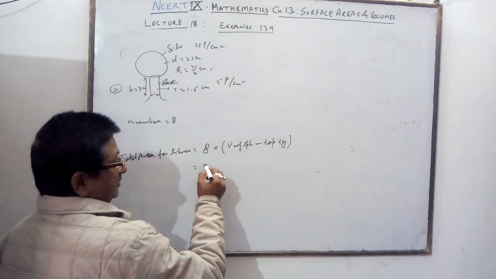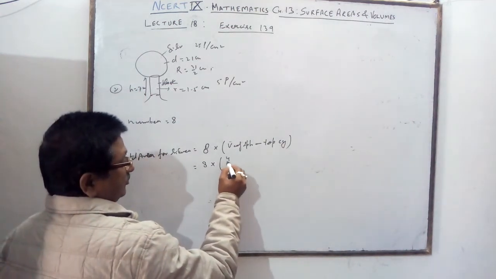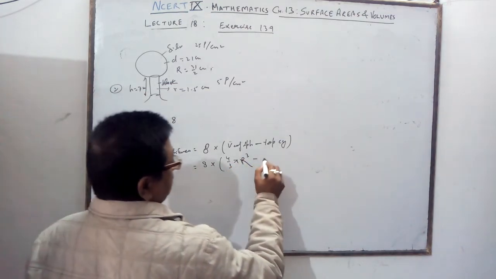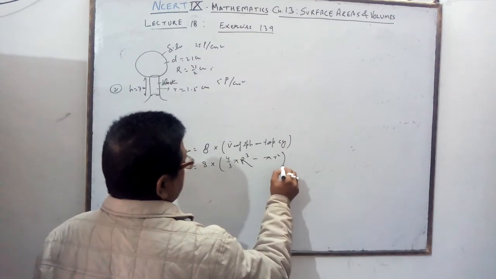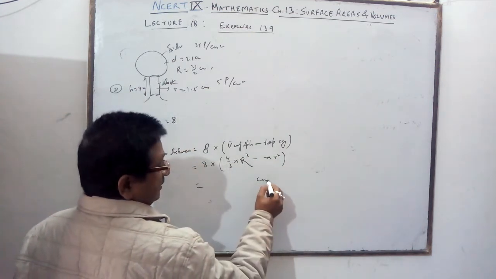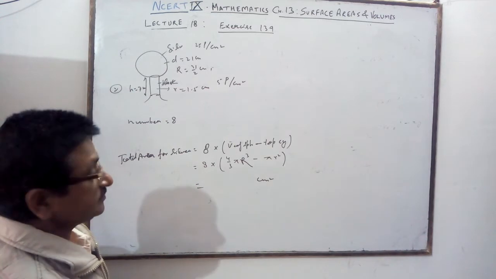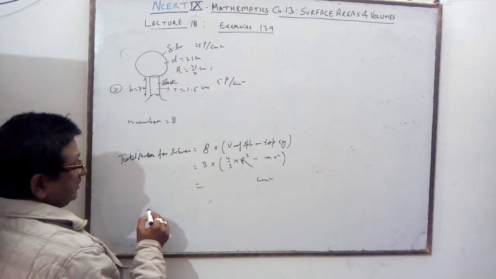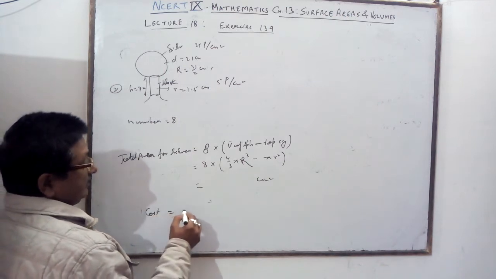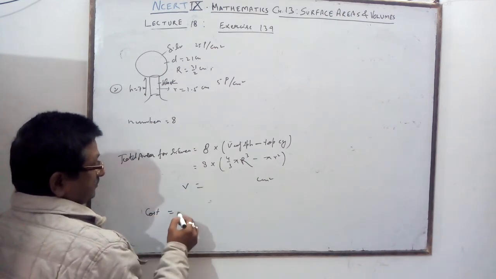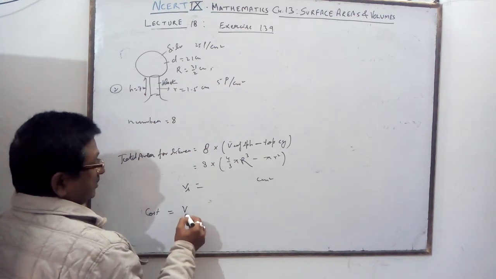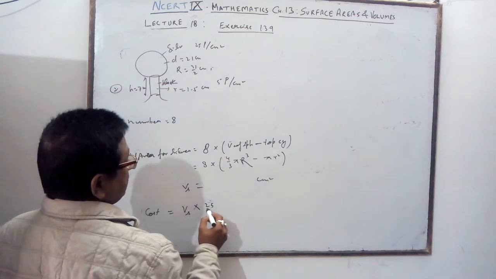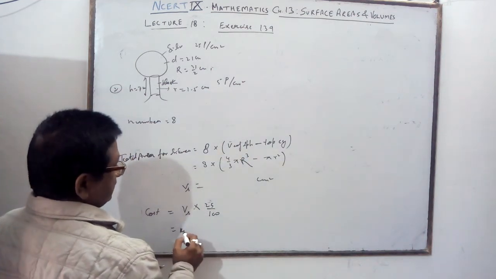So what will you get? 8 multiplied by 4 by 3 pi capital R cube minus pi small r square. You will get the area in centimeter square. Then the cost of silver painting will be this multiplied by 25 upon 100. You will get the answer in rupees.